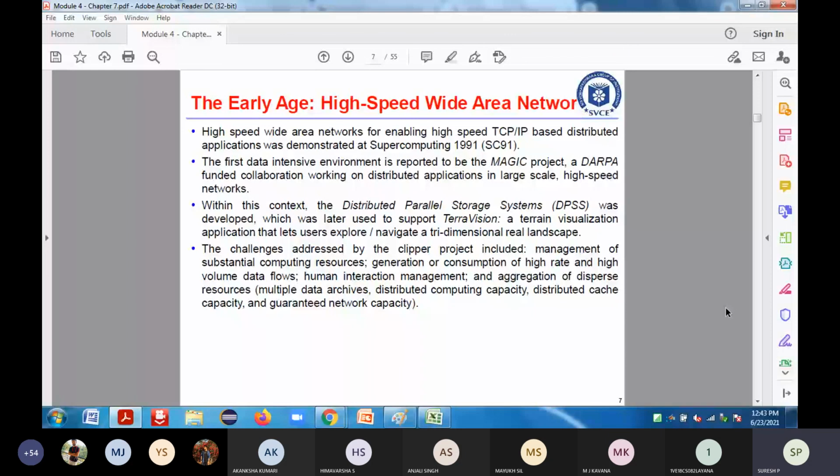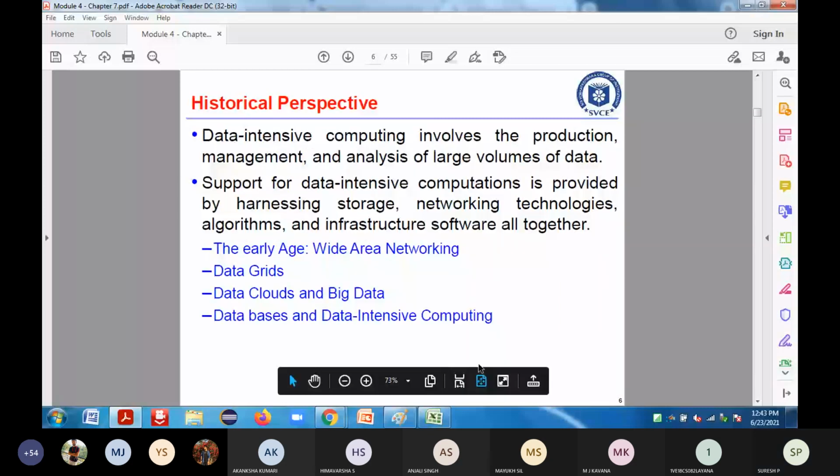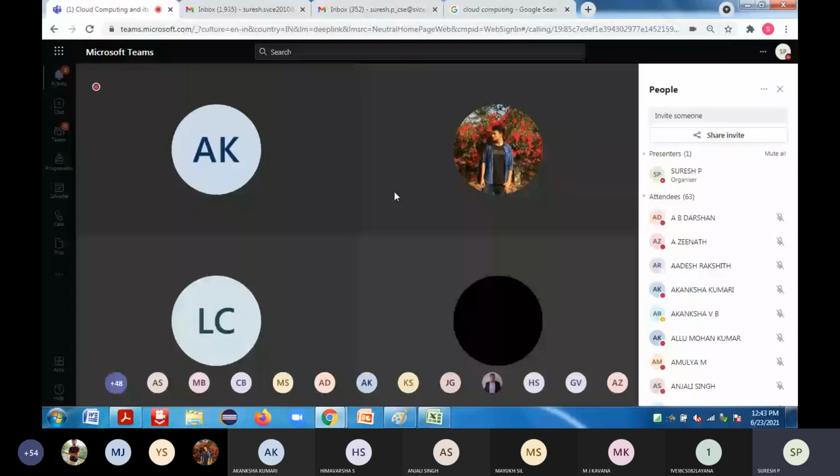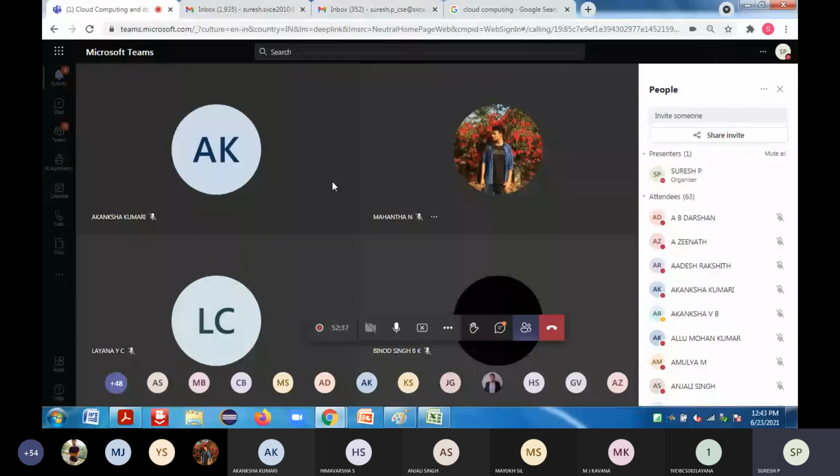Anybody having any doubt with respect to big data, you can ask if you have any doubt. This particular part is very interesting if you are comfortable with your database, because the same thing you are going to carry in your next semester in your machine learning as well as your big data analytics.